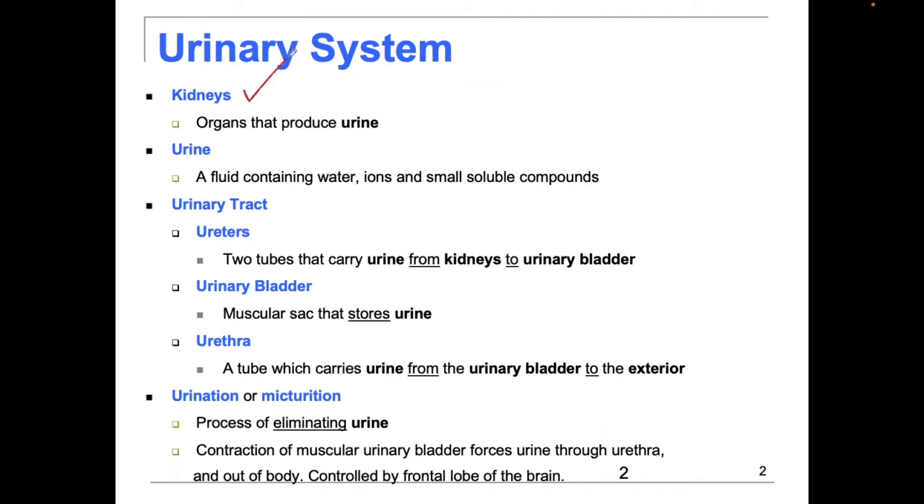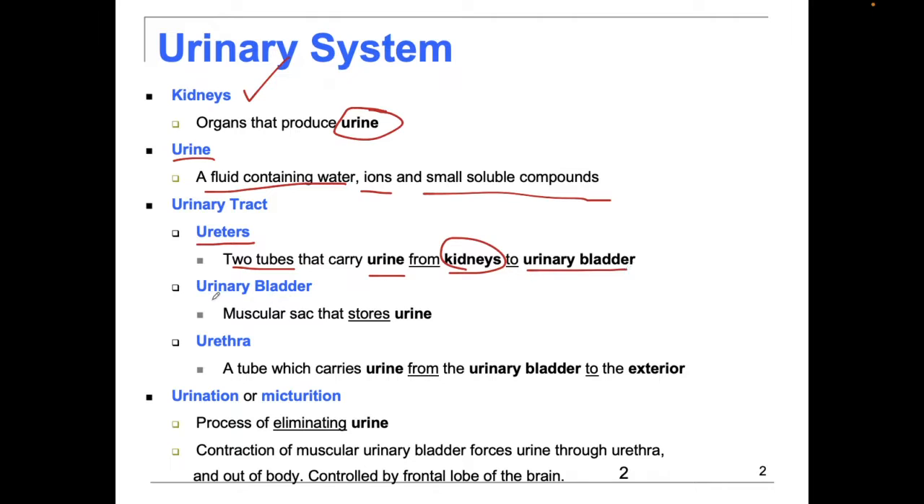So we showed you the kidneys and the function of the kidneys, right? It's the main organ that's going to produce urine. What is urine? It's the fluid containing water. It's going to contain ions and small soluble compounds. The urinary tract is made up of the two ureters. These are the two tubes that are going to carry urine from where to where? It's going to go from the kidneys to the urinary bladder.